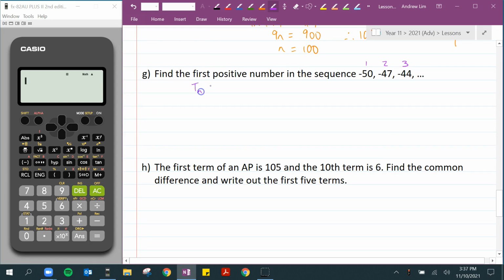So the nth term here is A plus n minus 1 d. What's the common difference? Well, it's going up by 3 each time, so I'm going to put a 3 out the front. Let's expand the brackets, 3n minus 3, and so we know that the nth term is equal to 3n minus 53.